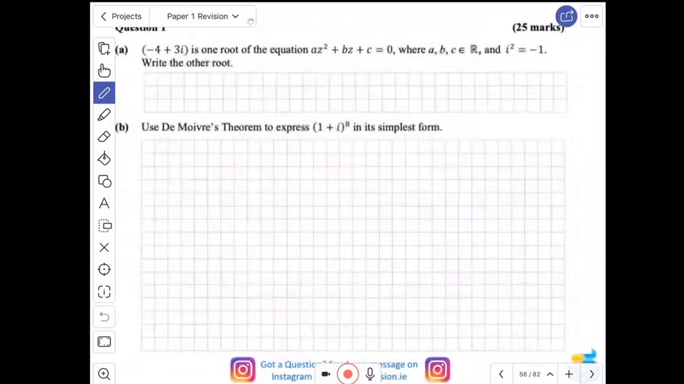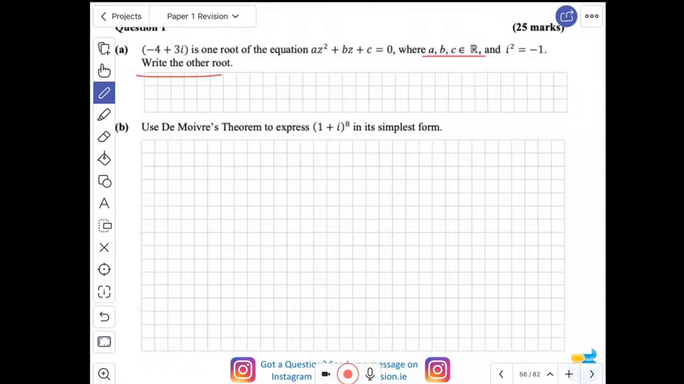I'm just going to go straight ahead here to this exam question. It says that minus 4 plus 3i is one root of this equation where a, b and c are all real numbers. Now that's really, really important. The conjugate root theorem will only work if a, b and c are real numbers. Simply, this is from the higher level exam, write the other root. If you know your conjugate root theorem, you know that the conjugate of this, which is minus 4 minus 3i, is the other root. So you can answer that question literally straight away. So that's your conjugate root theorem.